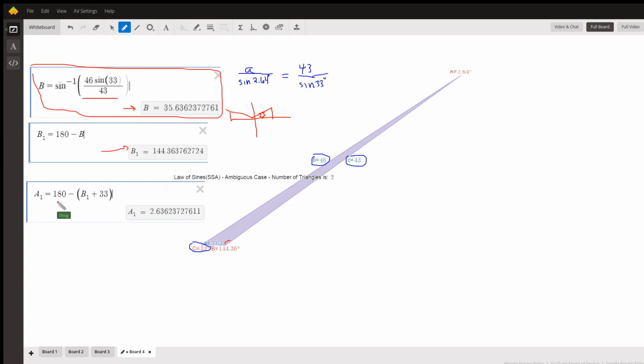We can find angle A by adding B1 and C together, subtracting from 180, and then finding the side opposite, which is this little number right here, by using the law of sines. One more time. There you go.